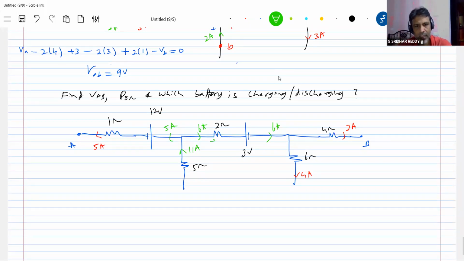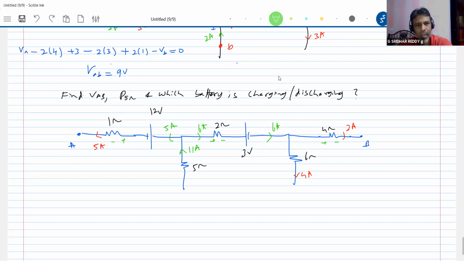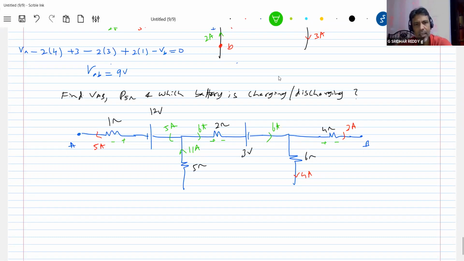After getting the current, write VAB, then the power dissipated in the 5 ohm, which should be I square R. Then which battery is charging? If a current leaves the positive terminal, it is discharging. If a current enters the positive terminal, it will be charging. So this cell will be charging. Here the current enters this terminal, so this also will be charging.